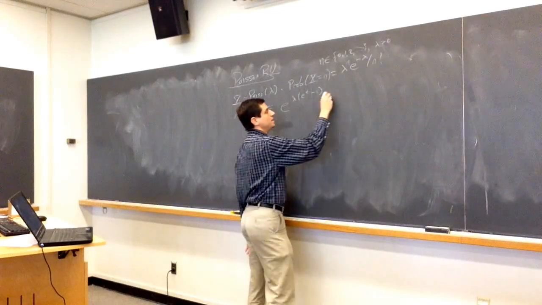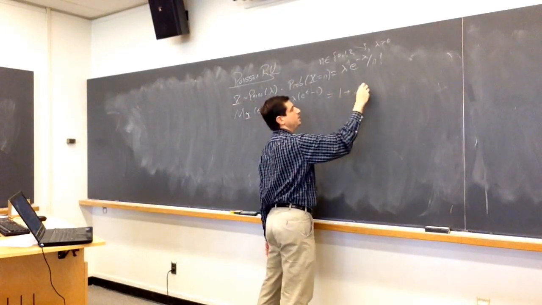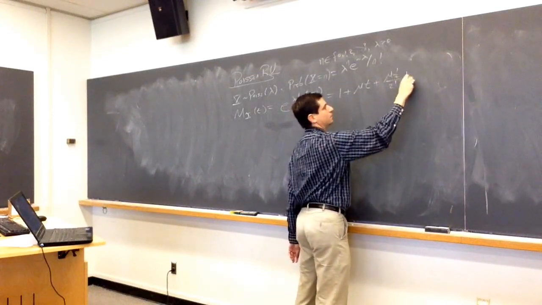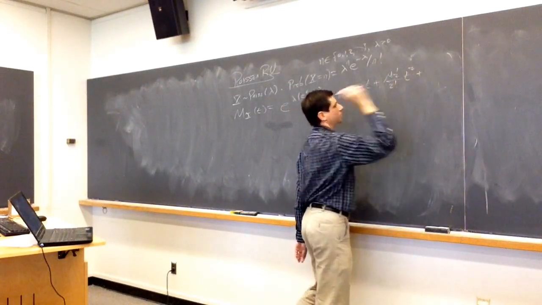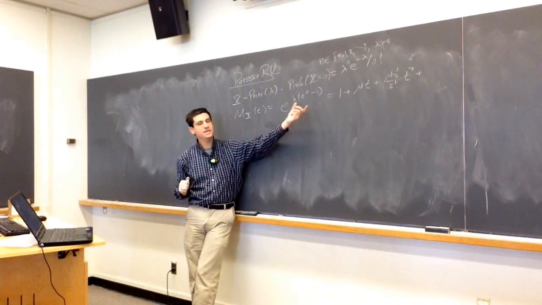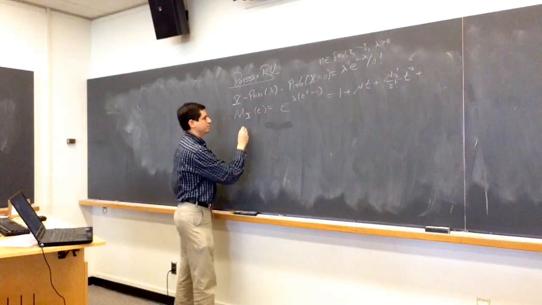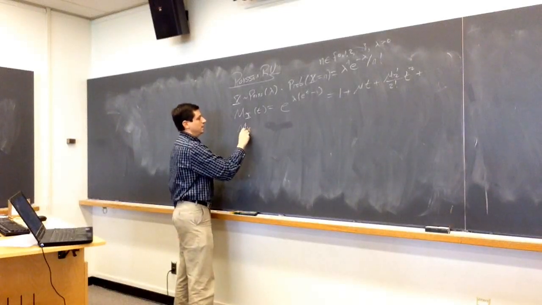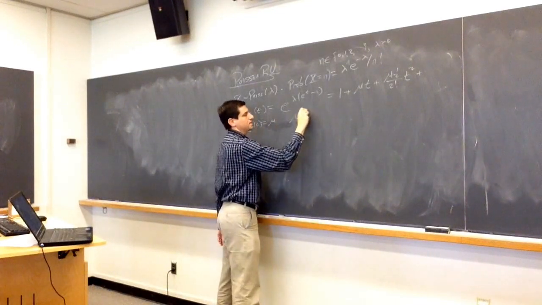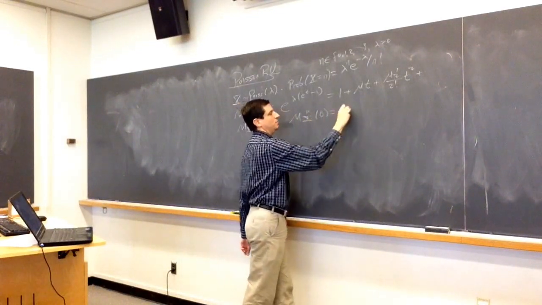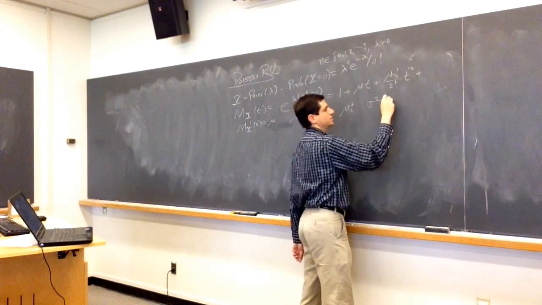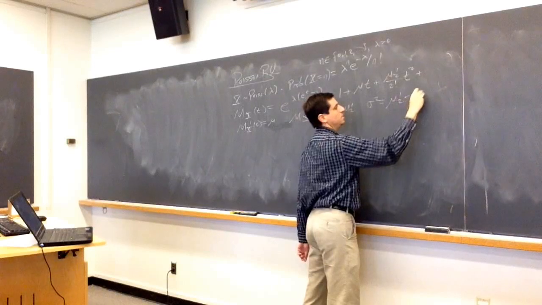And so we know that this is equal to 1 plus the mean times t plus the second uncentered moment over 2 factorial times t squared plus dot, dot, dot. So we can now calculate the mean and the second moment just by taking derivatives. The mean is the first derivative at 0. The second derivative at 0 will be the second moment. And then the variance is just mu2 prime minus mu squared.